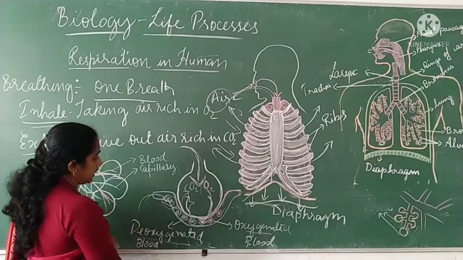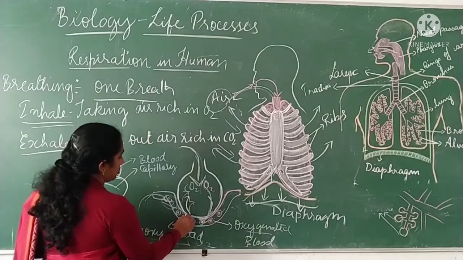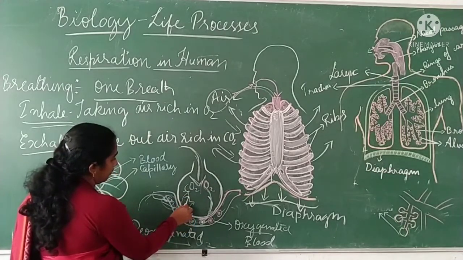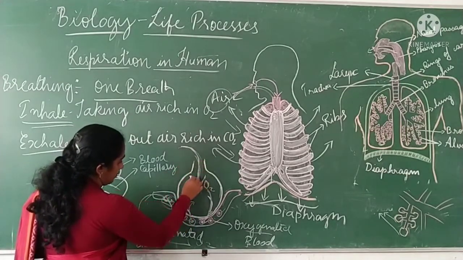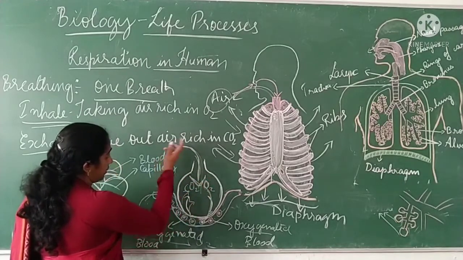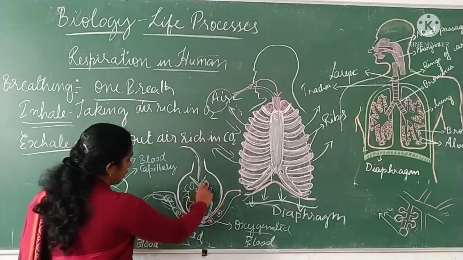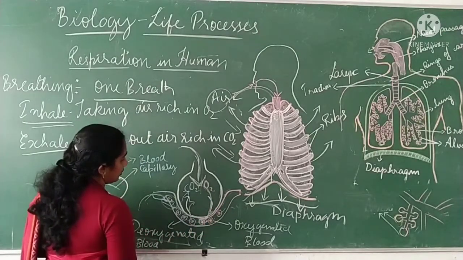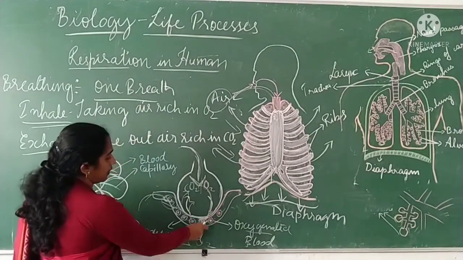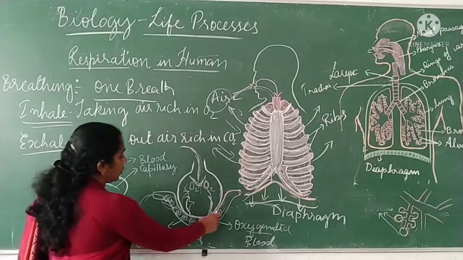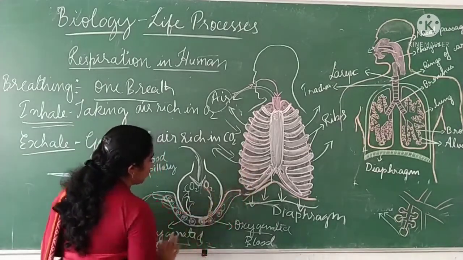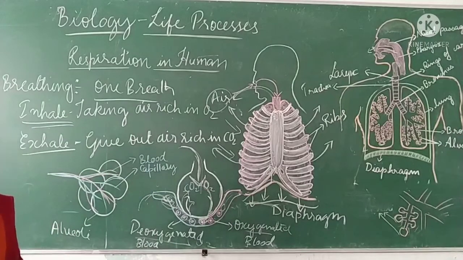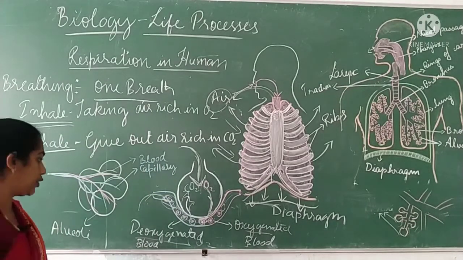The blood cells which contain carbon dioxide give out the carbon dioxide to the alveoli, and the air which has entered the alveoli by the inhaling process is given to the blood cells. So now the blood is oxygenated, rich in oxygen. That oxygenated blood is then carried to the heart, and from the heart it is circulated to different parts of the body.